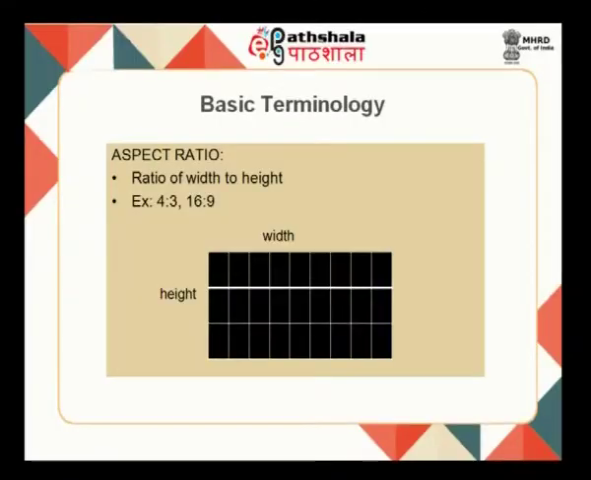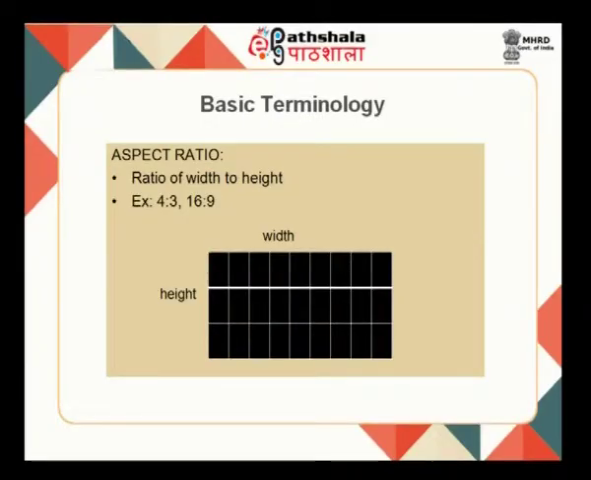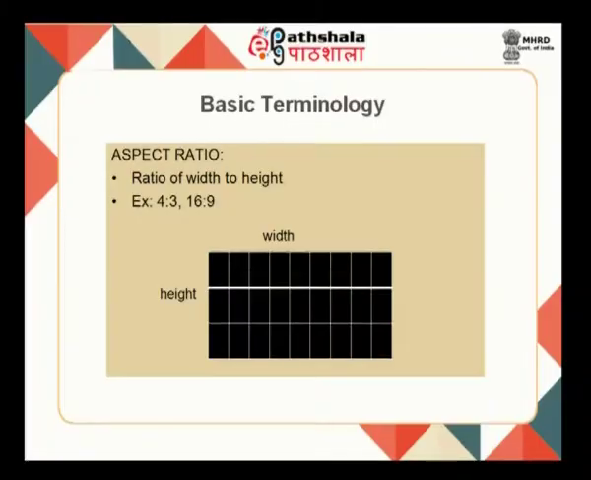So, let us understand the next definition, which is aspect ratio. Aspect ratio is the ratio of width to height. You might have noticed that the standard aspect ratios are 4:3 and 16:9, and you have these settings on your television set and your display device; you can change these settings. So, aspect ratio gives us the ratio of width to height of a display device.